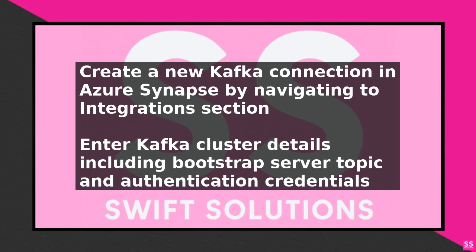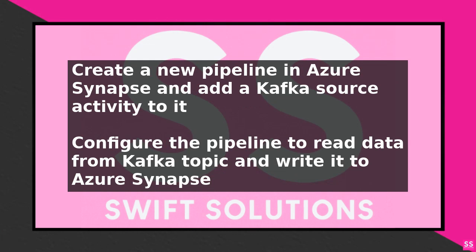Step 4. Configuring the pipeline. Configure the pipeline to read data from the Kafka topic and write it to Azure Synapse. You can use Azure Synapse's built-in mapping data flows to transform and load the data into Synapse.